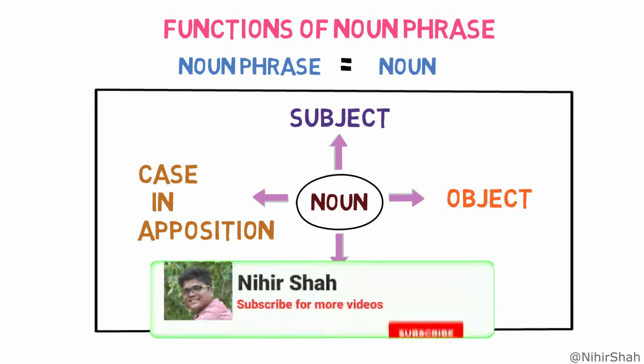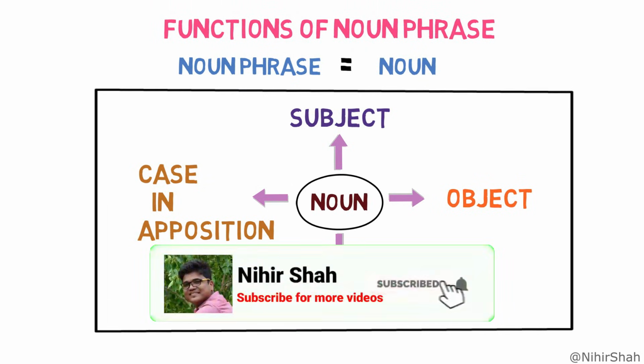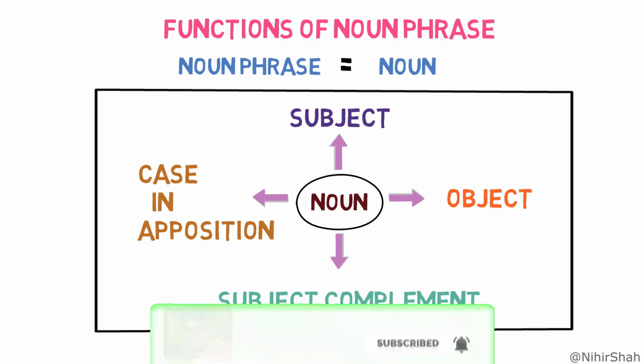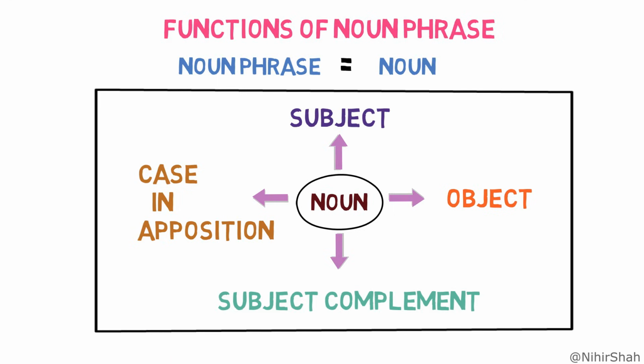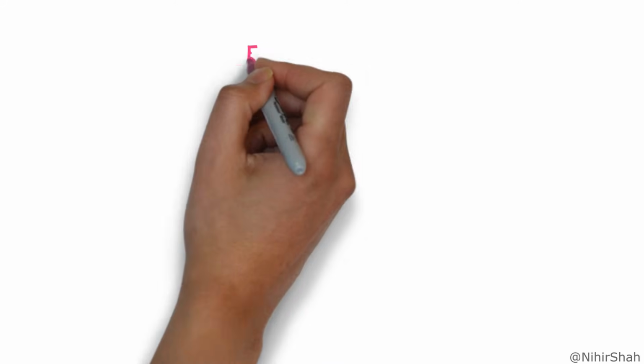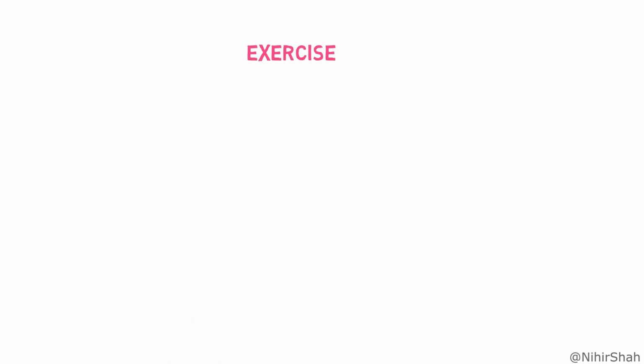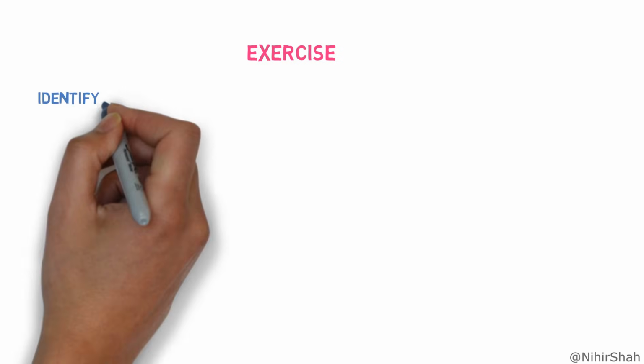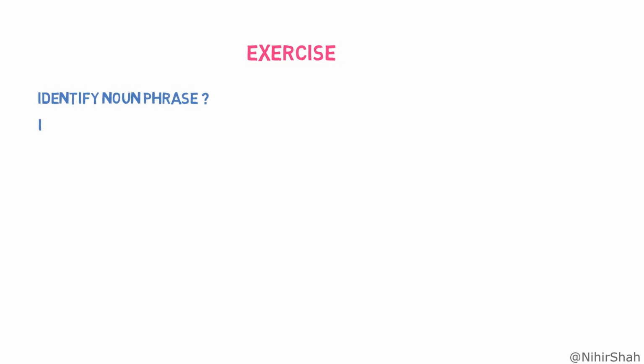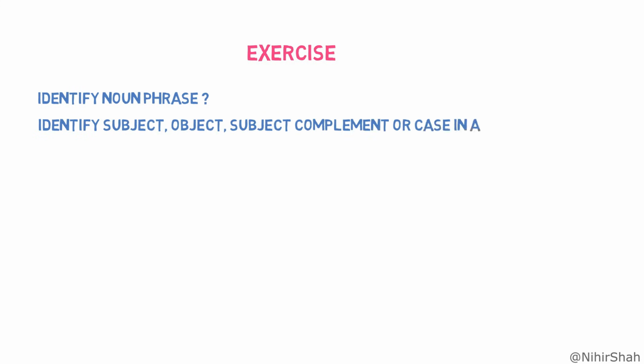So, the 4 ways in which a noun phrase might come are as a subject, as an object, subject complement, or case in apposition. I hope now you got an understanding of noun phrases. Now is the time to show what you learned from this video. In this exercise, first you need to identify the noun phrase and then identify whether the phrase is acting as a subject, object, subject complement, or case in apposition.